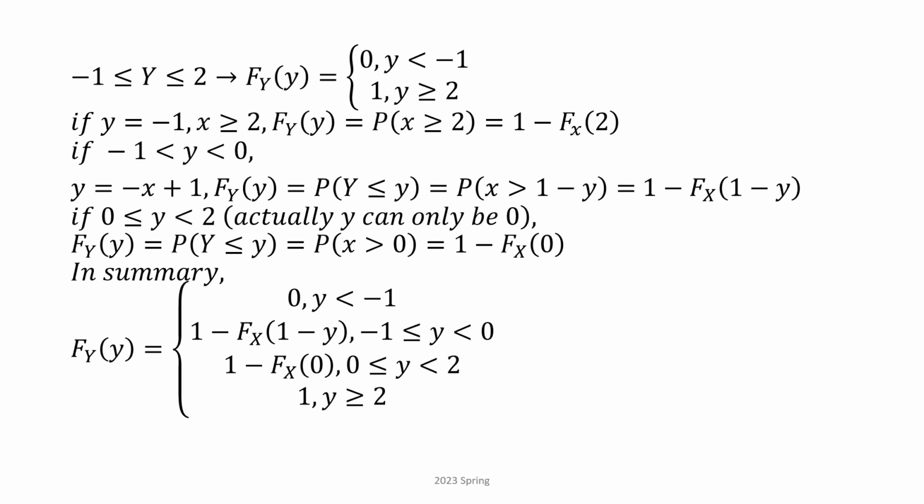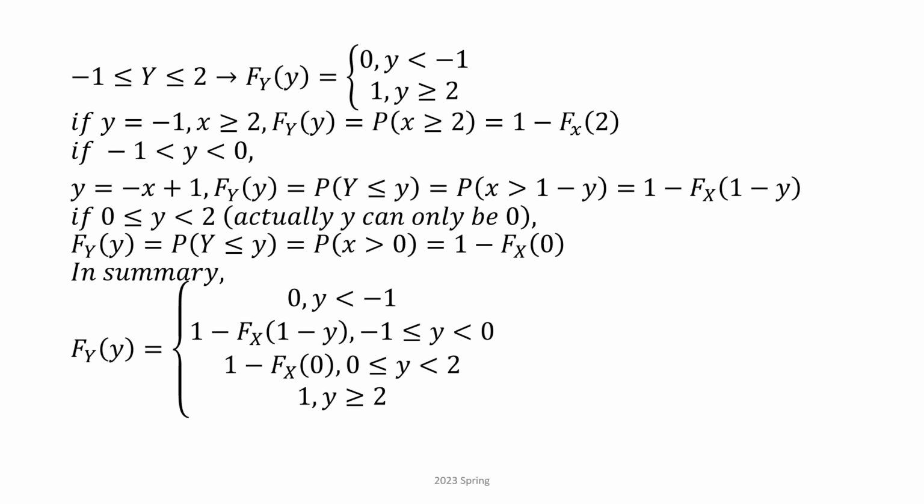And if y is greater than negative 1 and less than 0, y equals negative x plus 1, and big Fy equals the probability of big Y less than or equal to little y, and equals the probability of x greater than 1 minus y, and it equals 1 minus big Fx(1 minus y).